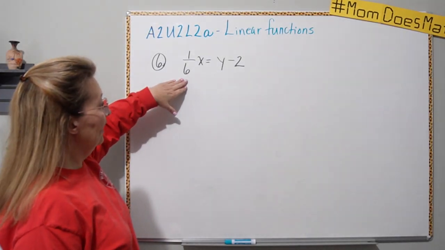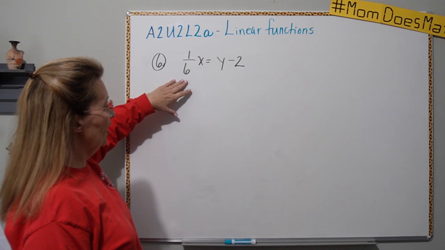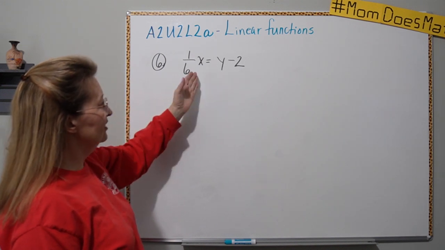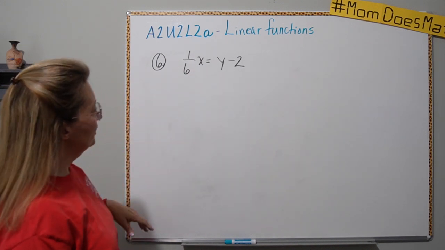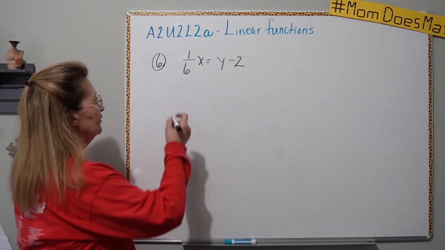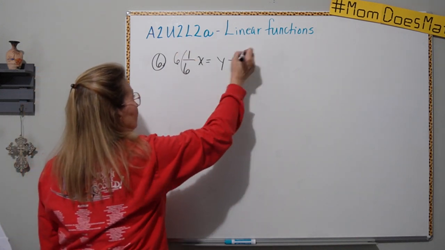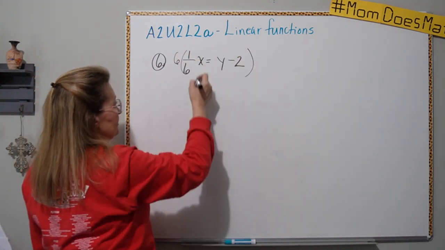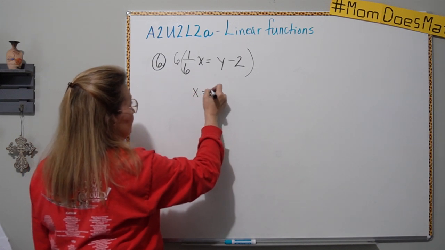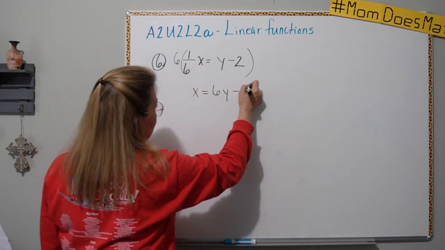Okay, let's try number 6. Now we do not have an integer, first thing. We have a fraction that we'll need to get rid of, and then y is going to need to come over here. So let's get rid of the 1/6 first. We're going to multiply all the way through by 6. So that's going to give us x equals 6y minus 12.